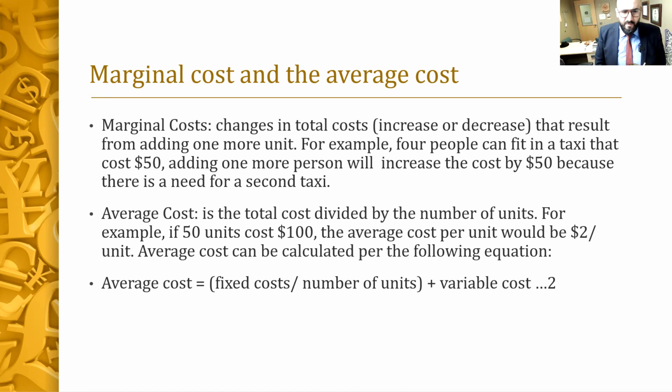Now the average cost is the total cost divided by the number of units. So for example, if we have 50 units and these 50 units cost $100, the average cost would be dividing the $100 by 50 units. That would give you $2 per unit. And we use this equation to calculate the average cost: the average cost equals fixed cost divided by the number of units plus the variable cost.